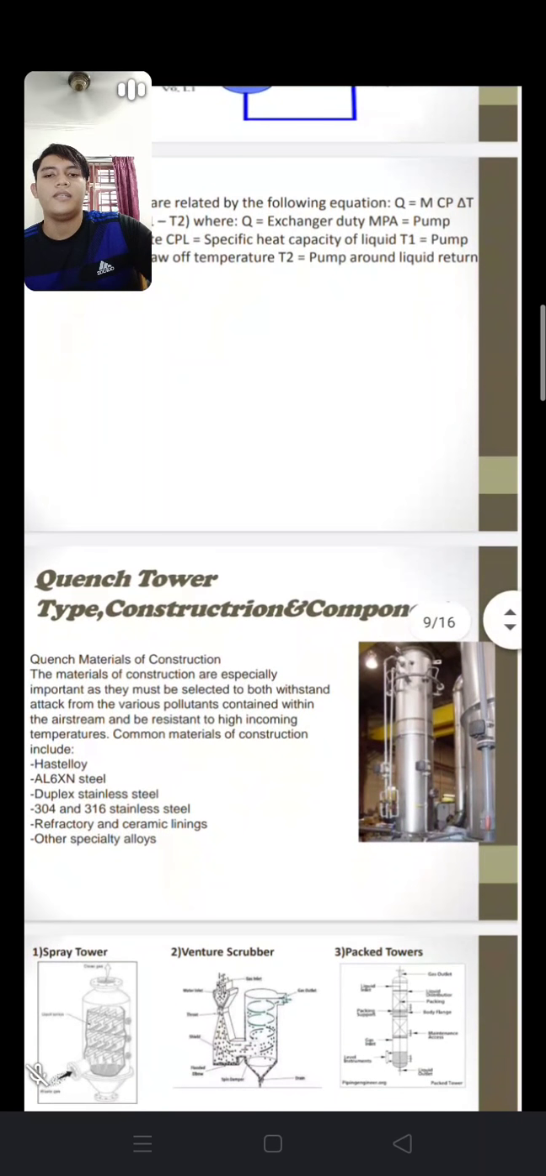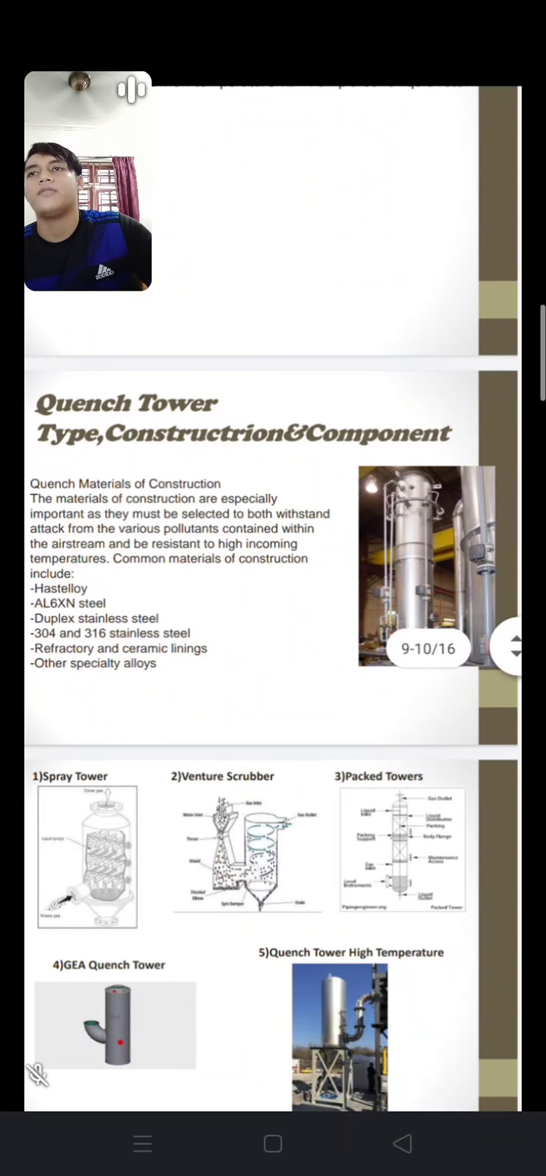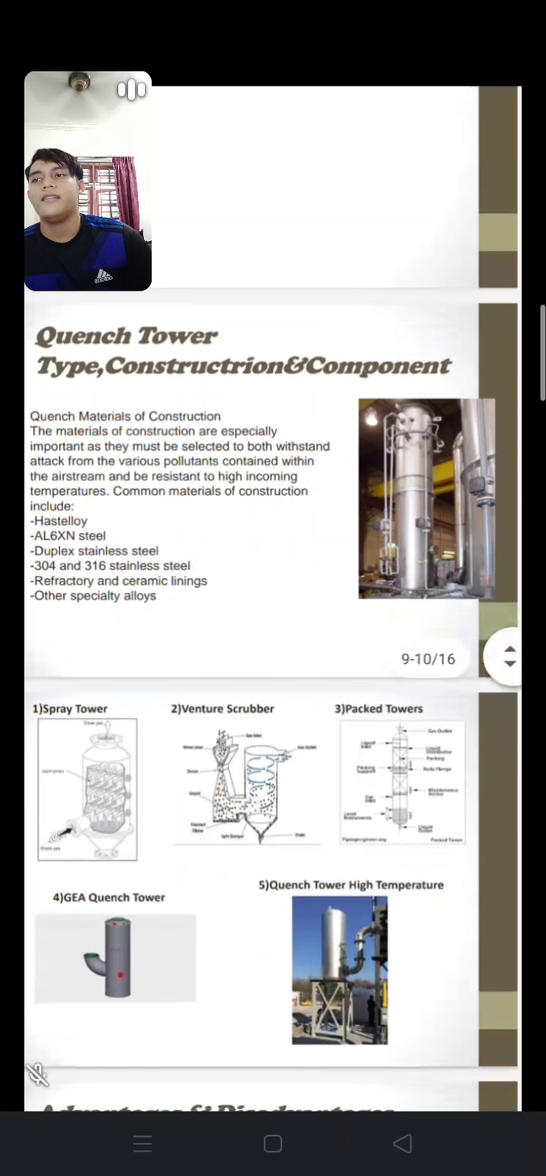Seterusnya, quench tower type, construction and component. Quench tower material of construction. The material of construction are especially important as they must be selected to both withstand attack from the various pollution contained within the gas and resistant to high incoming temperatures. Common material for construction include Hastelloy, AL6XN steel, duplex stainless steel, 304 dan 316 stainless steel, refractory and ceramic lining, dan sekali other specialty alloys.